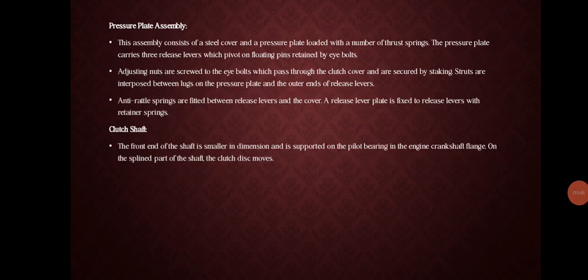Next is pressure plate assembly. This assembly consists of a steel cover and a pressure plate loaded with a number of truss springs. The pressure plate carries three release levers which pivot on floating pins retained by eye bolts. Adjusting nuts are screwed to the eye bolts which pass through the clutch cover and are secured by staking.